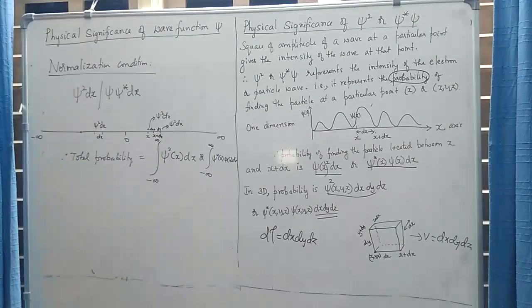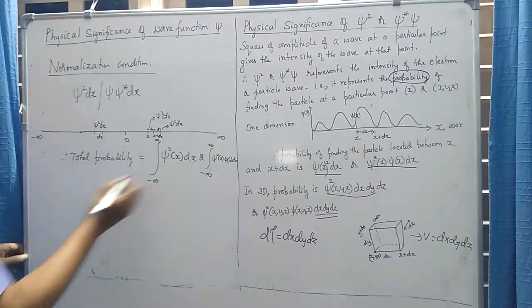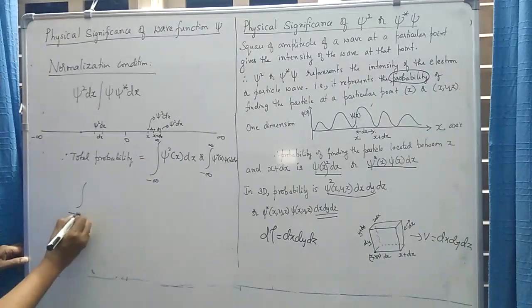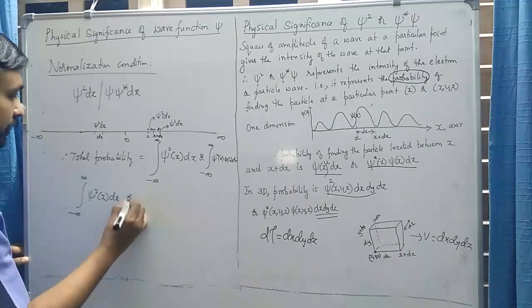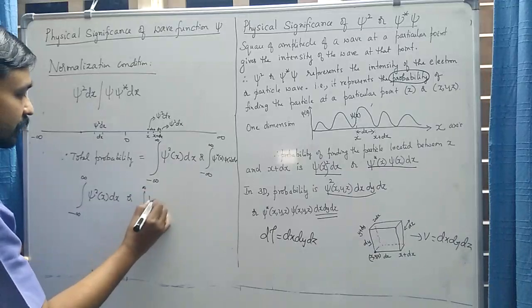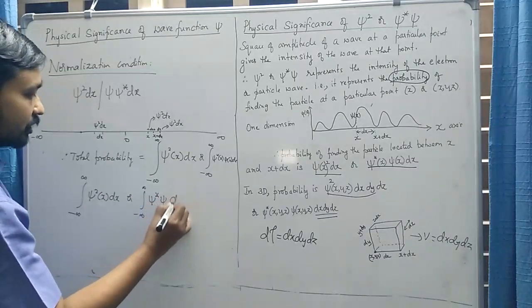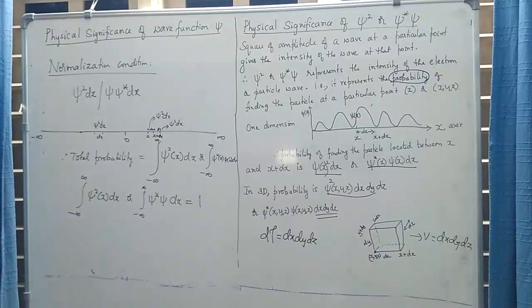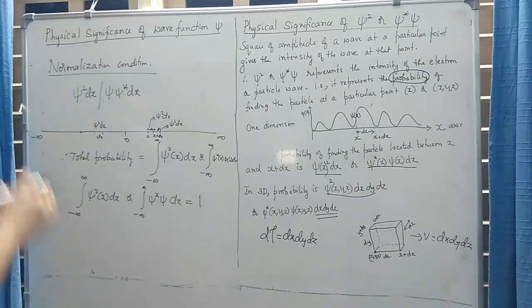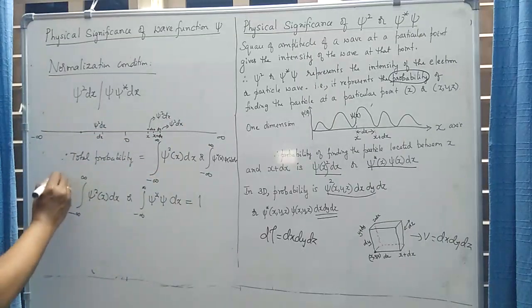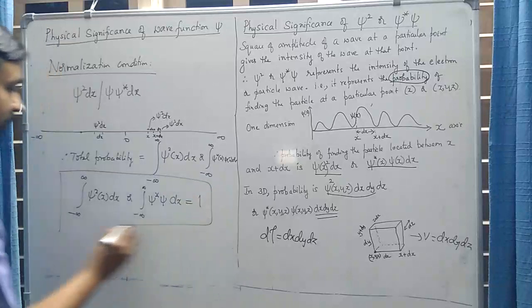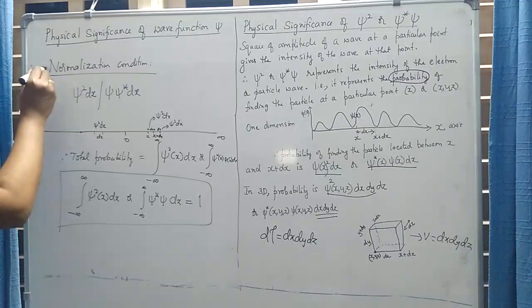So the total probability will be equal to the maximum value, that is equal to 1. So this integration is nothing but equal to 1. So the integration from minus infinity to plus infinity of psi square of x into dx, or the integration from minus infinity to plus infinity of psi star into psi into dx, should be equal to 1. The total probability of finding the particle anywhere between minus infinity to plus infinity should be equal to 1, and this condition is nothing but called the normalization condition.